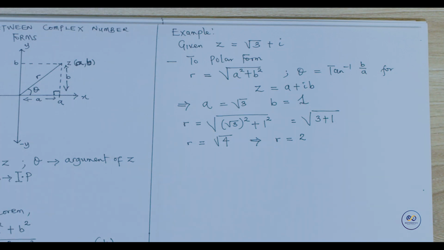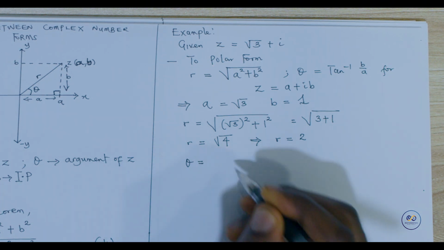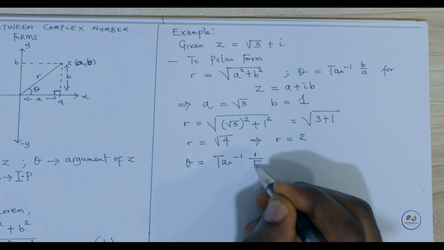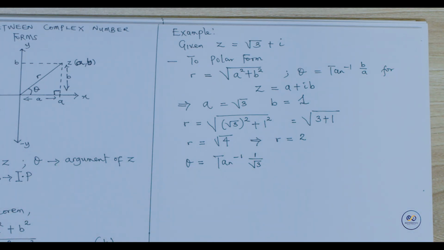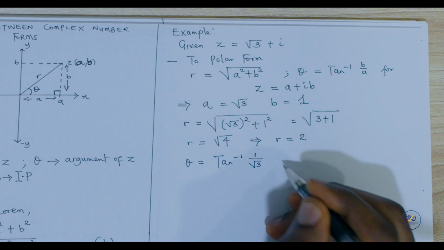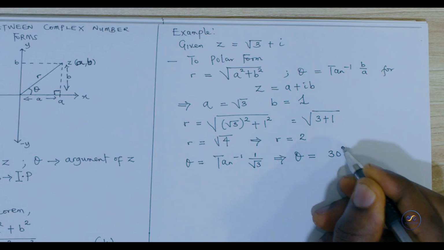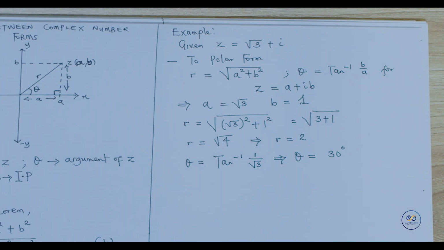Now, we will then move on, of course, to the argument. Theta would, of course, be tan inverse of b, which is 1 over root 3. 1 over root 3 gives us a special angle when considered in the terms of the sine, the cosine, and of course the tangent. In this case, the special angle gives us theta to be equal to 30 degrees, right? Now, when writing in polar form or in exponential form, we prefer our angular values to not be in degrees, but in radian values, right?